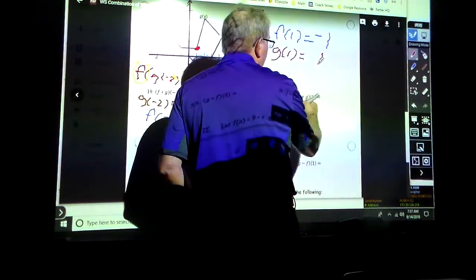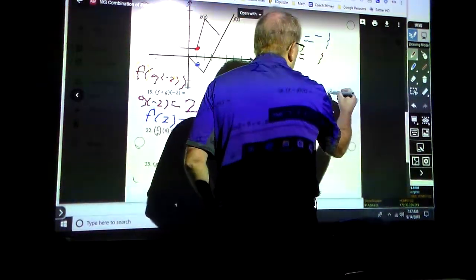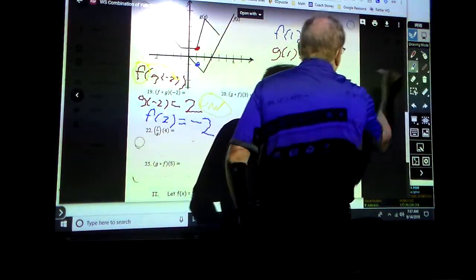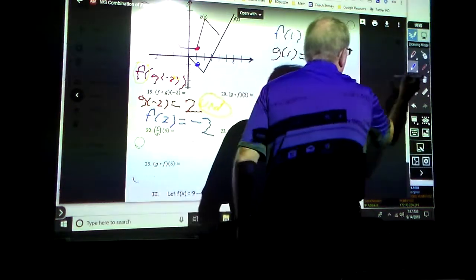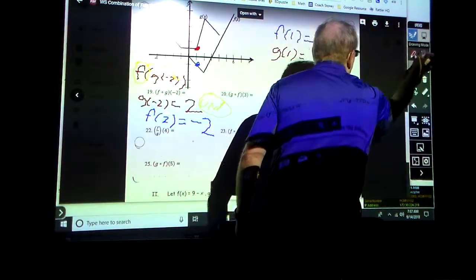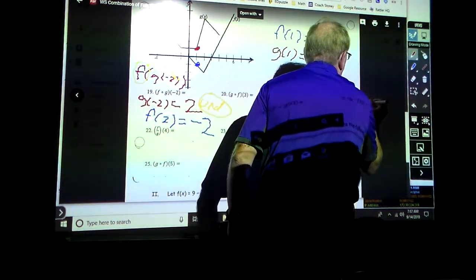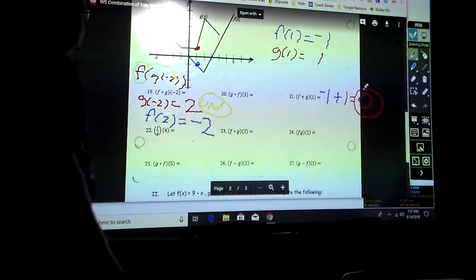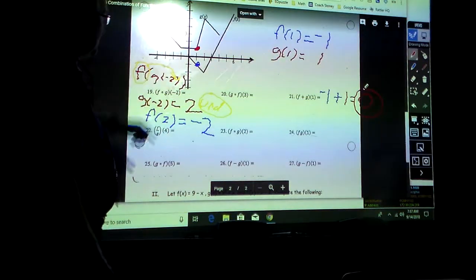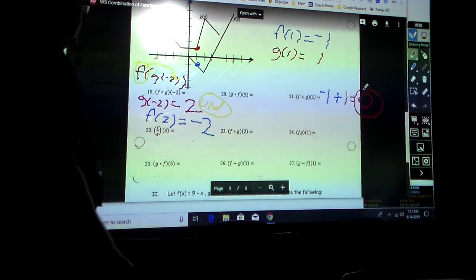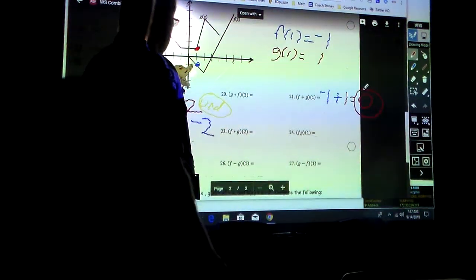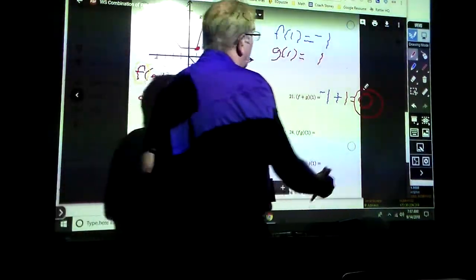So basically what this f plus g of 1 means, let's back up one step. Take that negative 1, we're going to add to it this 1, which makes our answer what? 0. Makes our answer 0, and they were both defined right there, so that's perfectly fine. Okay? Now look at this one here. This is f of g of 2. So first off, they do both exist at 2.